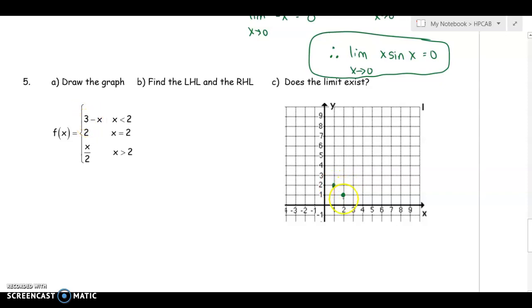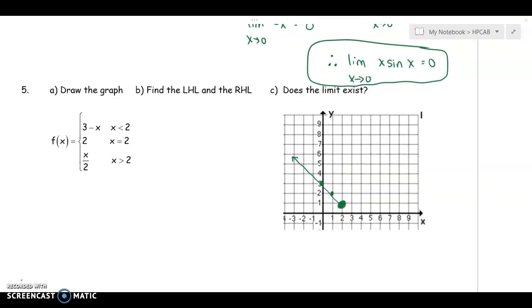We know it's linear, so I'm just going to go from there. At 2, when we plug in (2, 1), we're going to get a hole. So let me make that a hole, because it's not equal to 2. So (2, 1). When you plug in 1, you get 2. If you want to plug in 0, you can. You get (0, 3). All right, so the graph is going to look something like that.